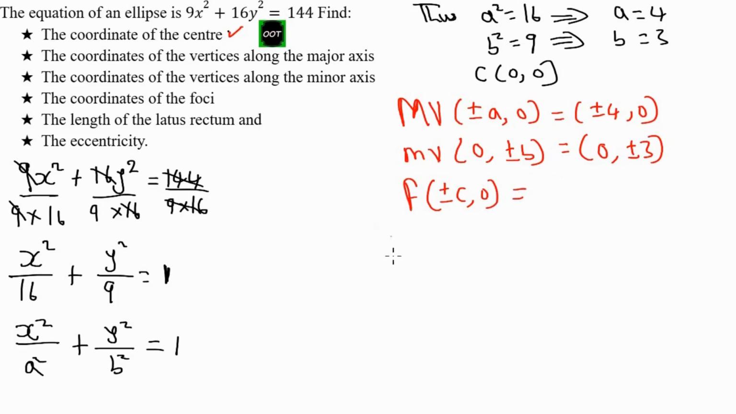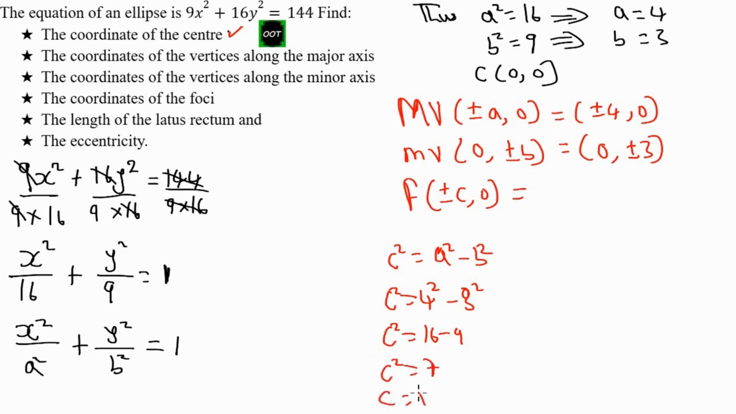So we need c. c squared is a squared minus b squared. This is what I'm saying. At this point, we need this equation. Am I communicating? We need this equation. c squared is 4 squared minus 3 squared. That's 16 minus 9. c squared equals 16 minus 9. That's 7. c squared is 7. Taking the root of both sides, c is the root of 7. Thus, we have the value of c.